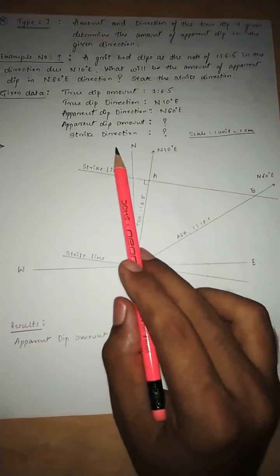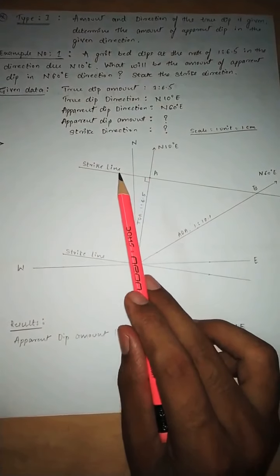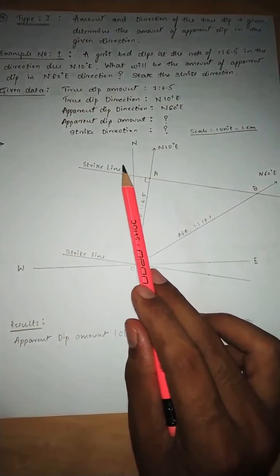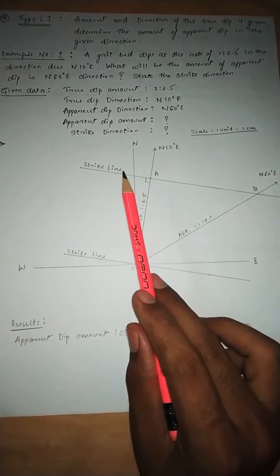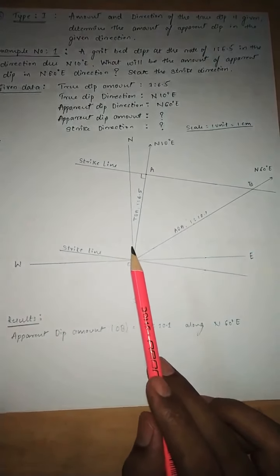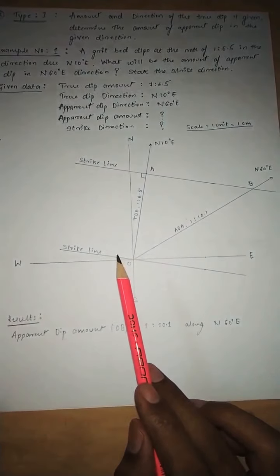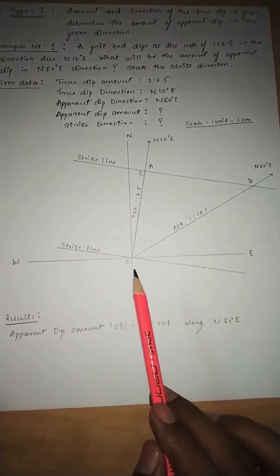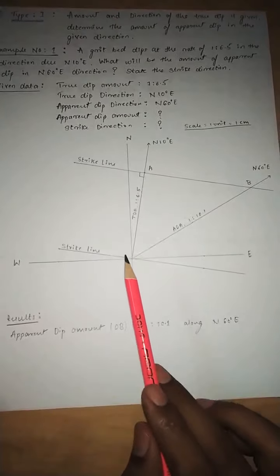So next is the strike direction. So this is the strike. We have to measure the angle between these two lines here. So this is the strike line. This is north something degree west and south something degree east. So we have to measure these two angles.